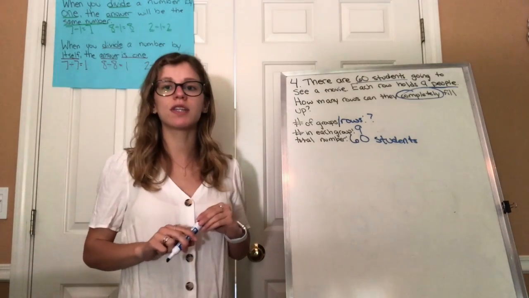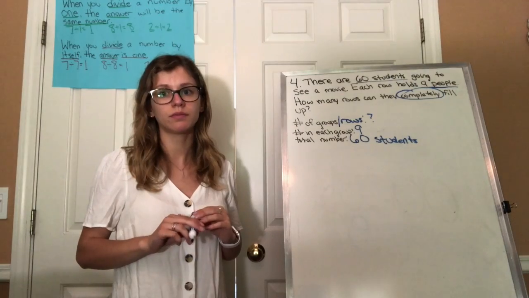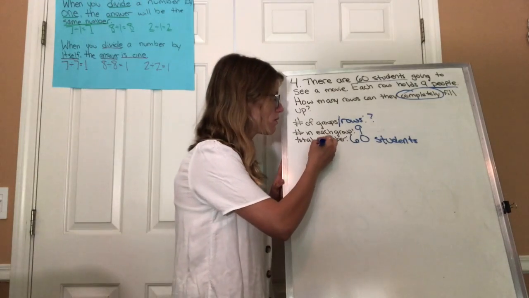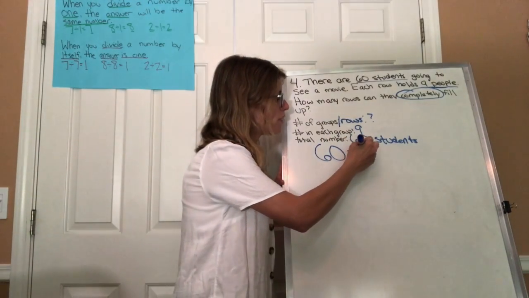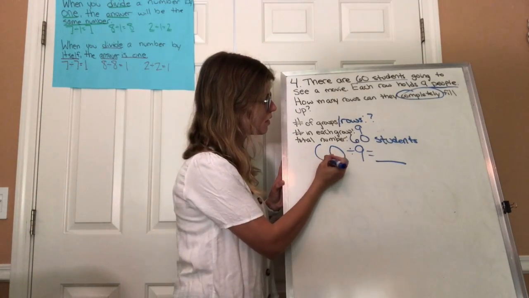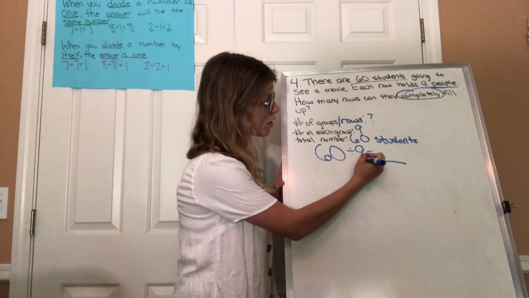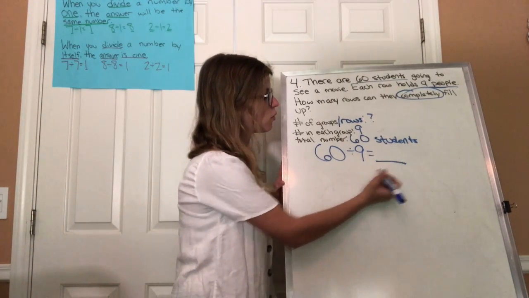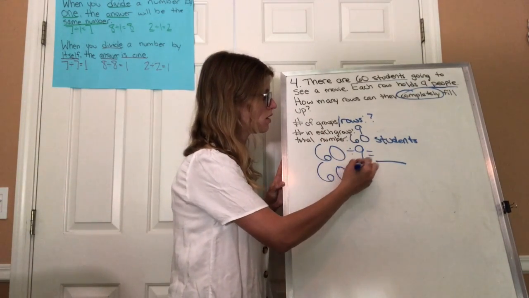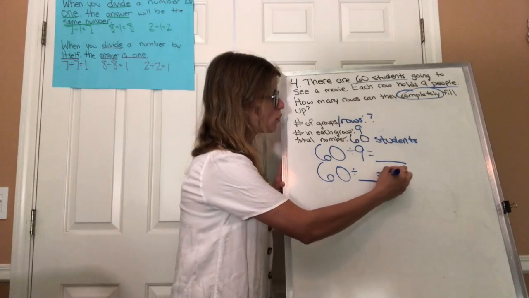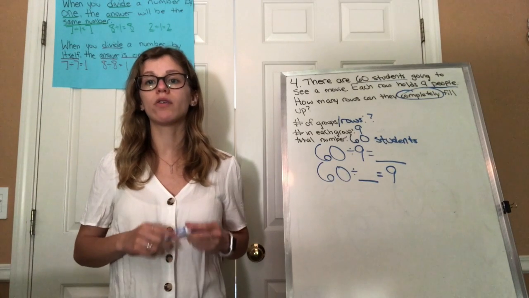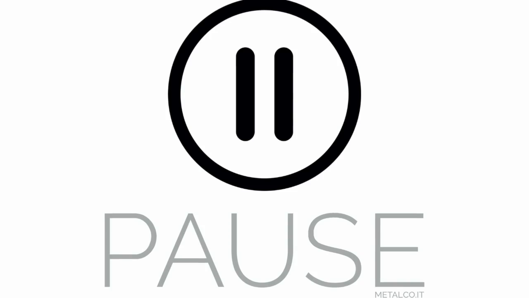So think about an equation that I can use to represent this problem. An equation that I can use to represent this problem would be 60 divided by 9. So the total number of students divided by the number in each group would equal the rows, or the number of groups. Or I could do 60 divided by the number of groups will equal 9 in each group. What I want you to do is pause me and think about a way that I can represent this problem using a picture.